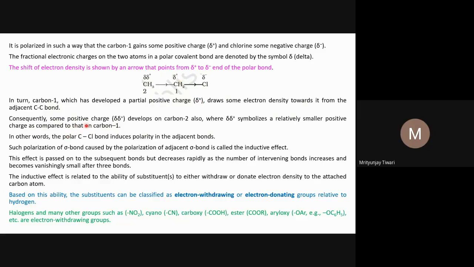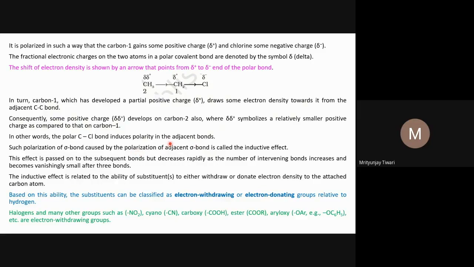So anyway, consequent to this, in other words, the polar carbon-fluorine bond induces polarity in the adjacent bond, because this bond has also now become polar. Such polarization of a sigma bond caused by the polarization of an adjacent sigma bond is called the inductive effect. This polarization of the sigma bond because of the polarization already created by the difference in electronegativity in the neighboring bond is called the inductive effect.